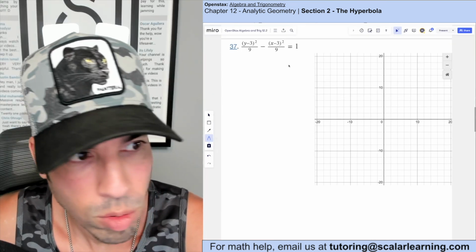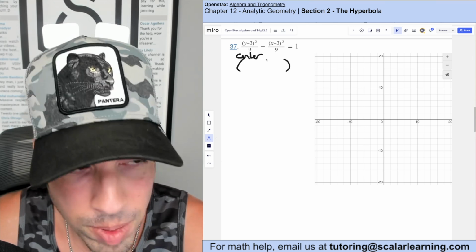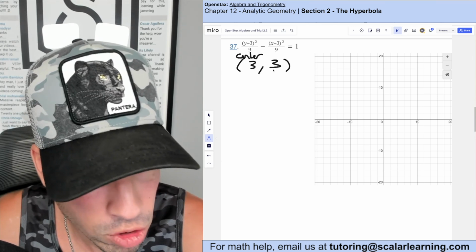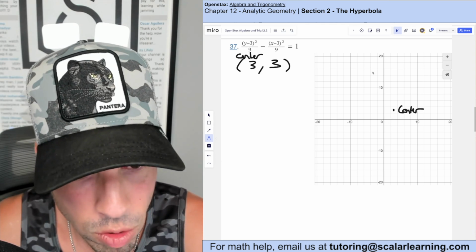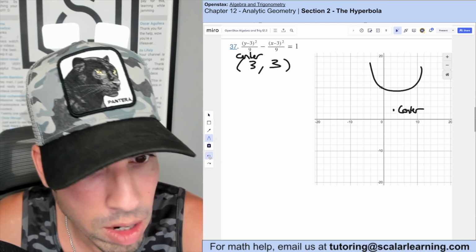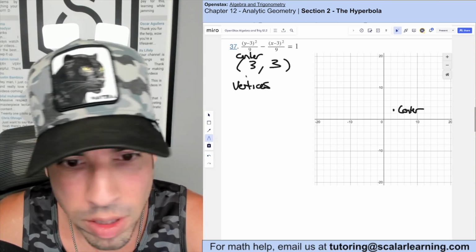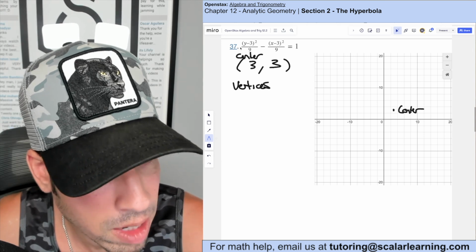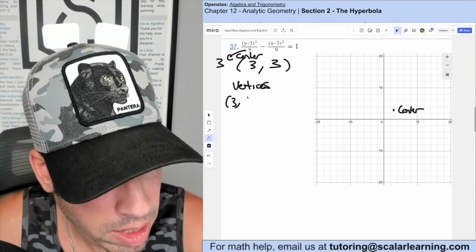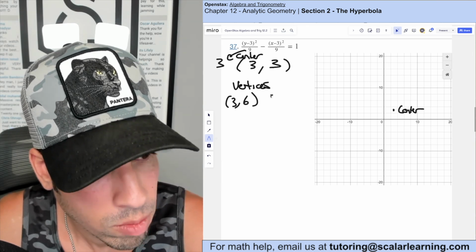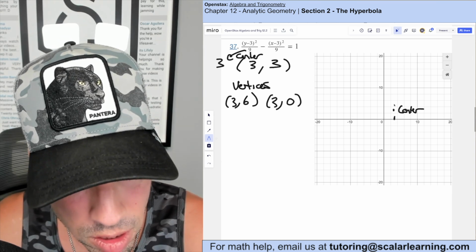Done. So this one, we're going to start off by acknowledging that the center is the opposite of that 3, the opposite of that, which is 3. So our center is at (3, 3). Since the y is first, we know it's going up and down like this. To get the vertices, we're going above and below, again because it's going up and down. We're going up and down by the square root of 9, which is 3. So we have 3, and we're adding 3 to that, which is 6, and then 3 minus 3, which is 0. So our vertices are here and here.